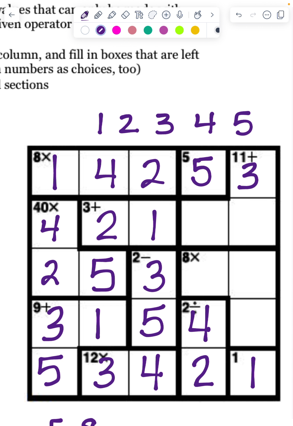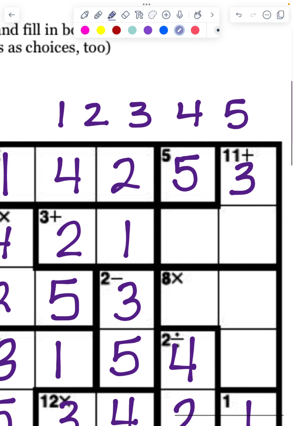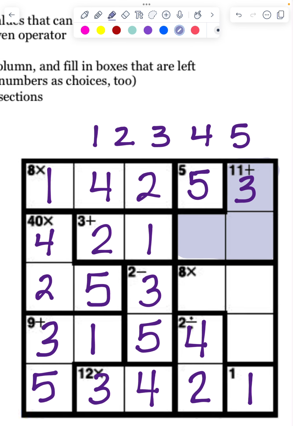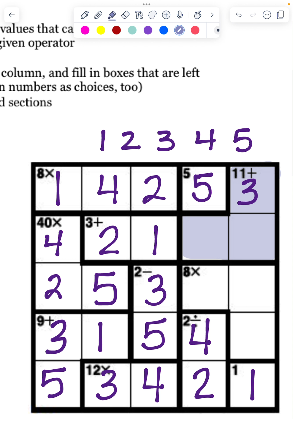Okay. Let's see, what should we do next? Let's take a look. So up here, we have 11 plus. So I need these 3 numbers to add to 11. So let's just take a look at what we have here. All right, I need them to add to 11. I already have 3, which means the other 2 need to add to 8.